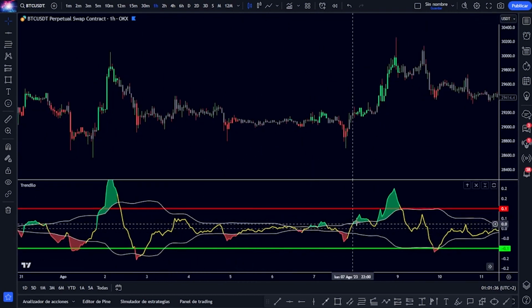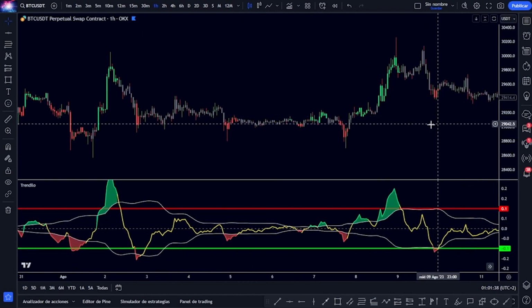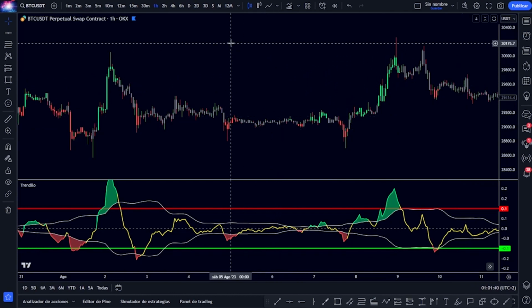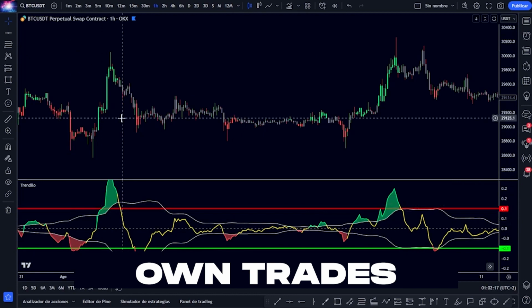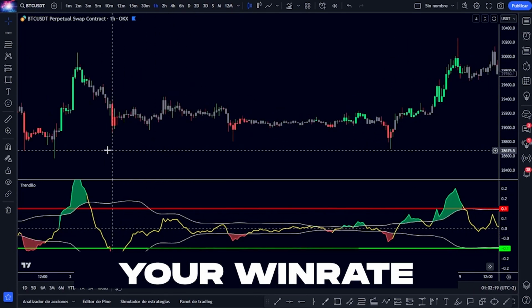Only with this indicator we already have so much information that we will not need to add anything else if we are starting. For those of you who already have your own trades, I recommend you add this indicator because it will increase your win rate a lot.